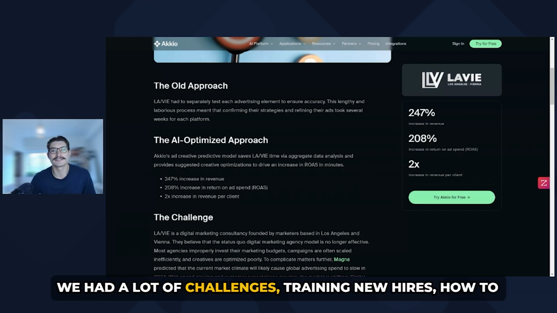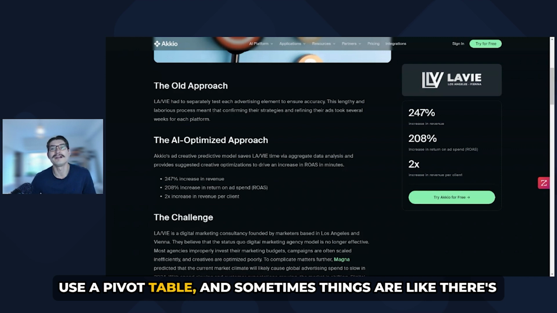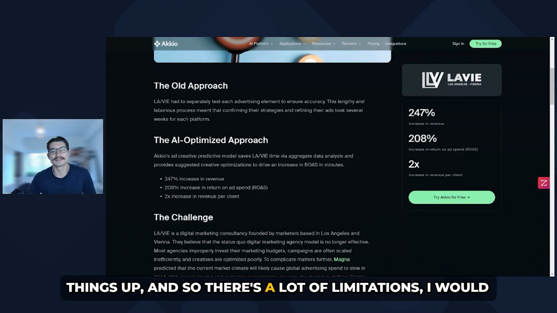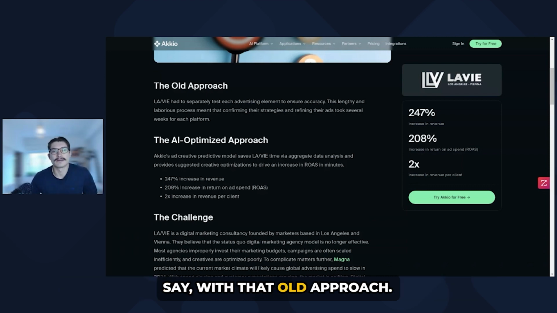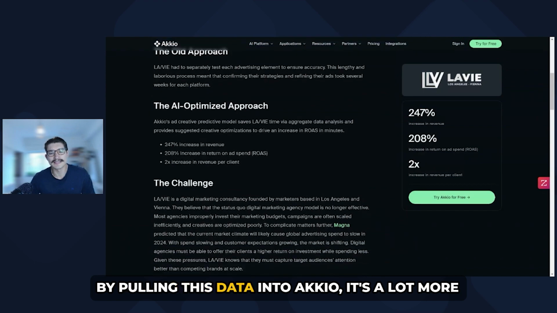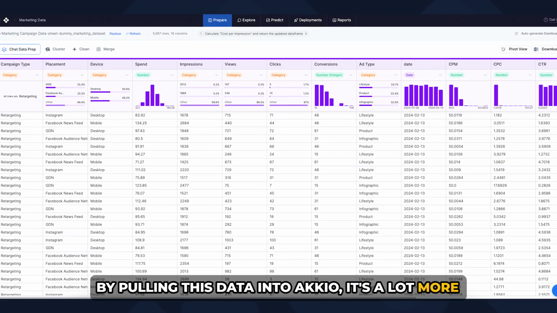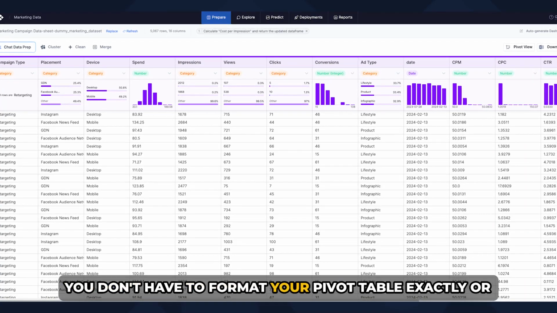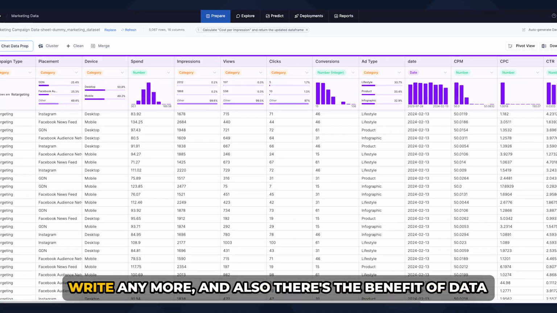We had a lot of challenges, training new hires how to use a pivot table. And sometimes there's a space or something added into a name that screws things up. And so there's a lot of limitations, I would say, with that old approach. By pulling this data into Akkio, it's a lot more forgiving, I would say. You don't have to format your pivot table exactly right anymore.